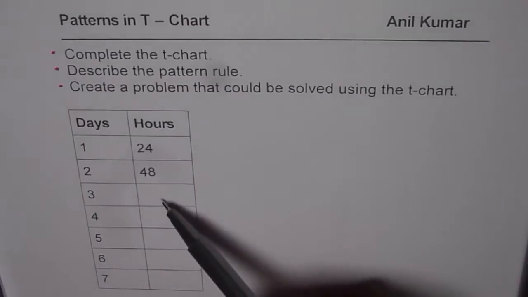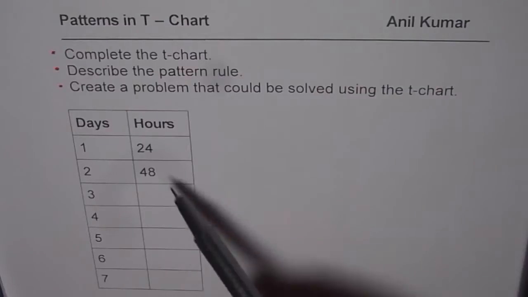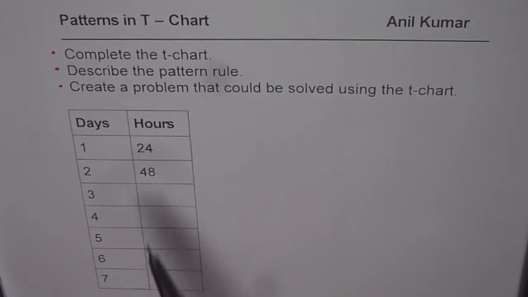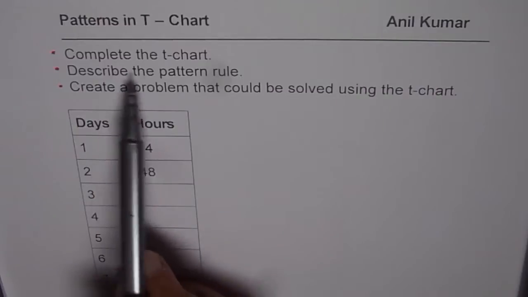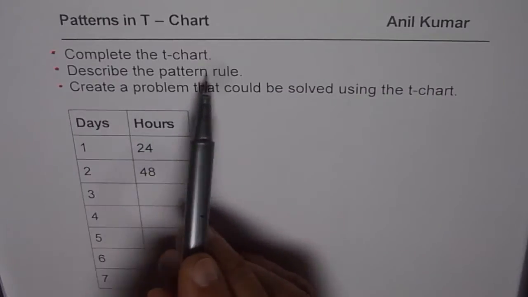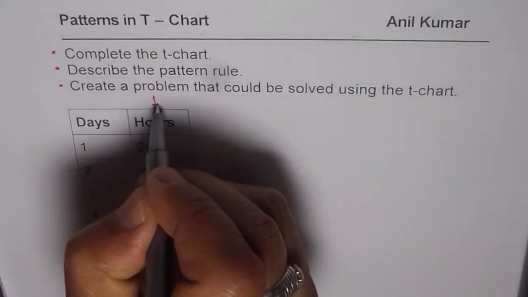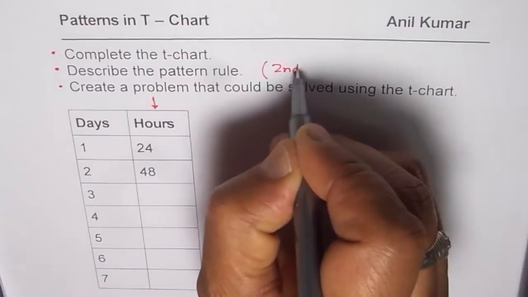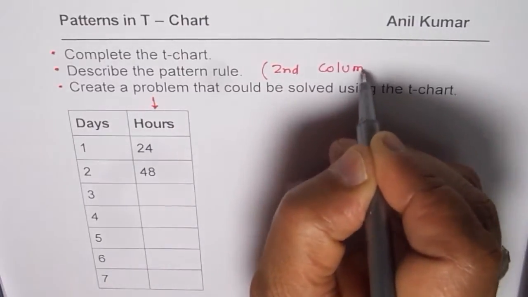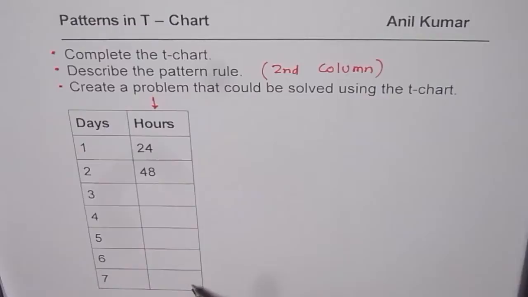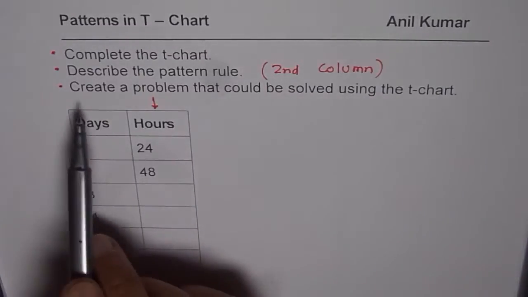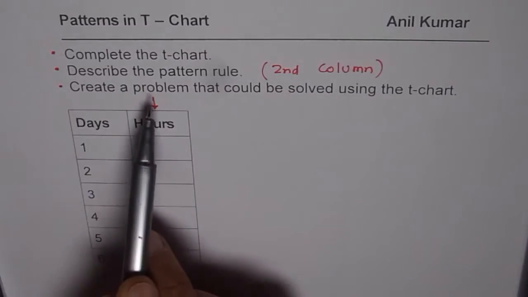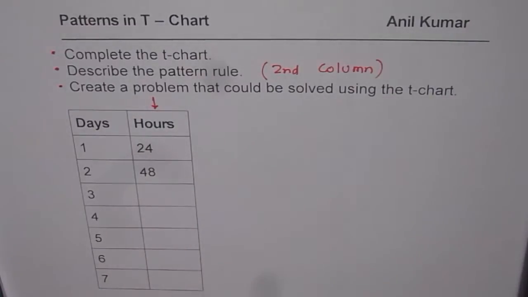So you see a pattern here. You need to pause the video and complete this pattern. That is the first part, and then describe the pattern. When we say describe the pattern, we have to describe the second column. So let me write pattern in second column, okay? You have to describe this pattern in the second column, and then part 3 of this question is to create a problem that could be solved using the T-chart. Okay, so let's begin with completing the T-chart.